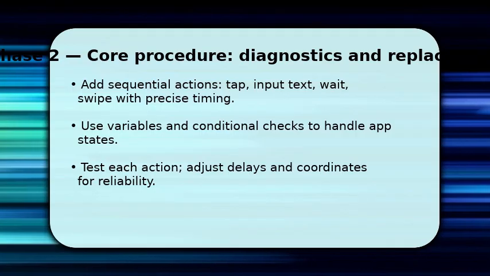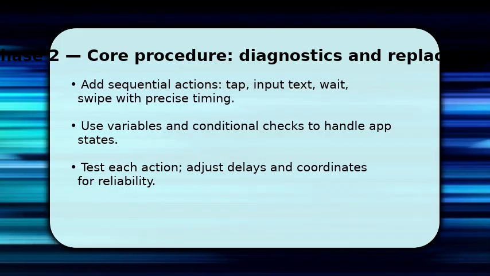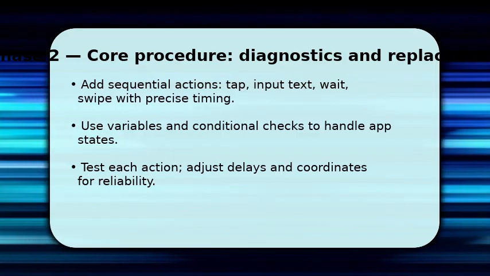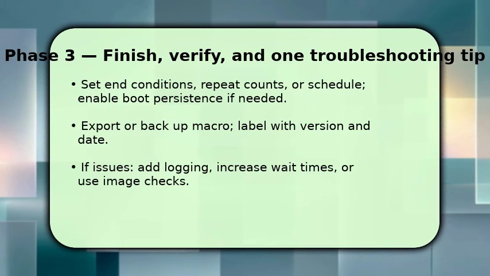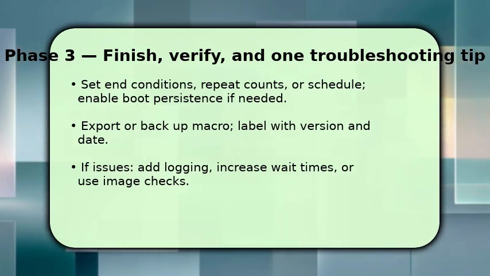Once you have a draft, run the macro step by step and observe. Tweak delays, coordinates, and retries until it runs smoothly. This incremental testing prevents cascading errors, and finish by setting how and when the macro runs, single, repeat, or scheduled, and enable persistence so it survives reboots.